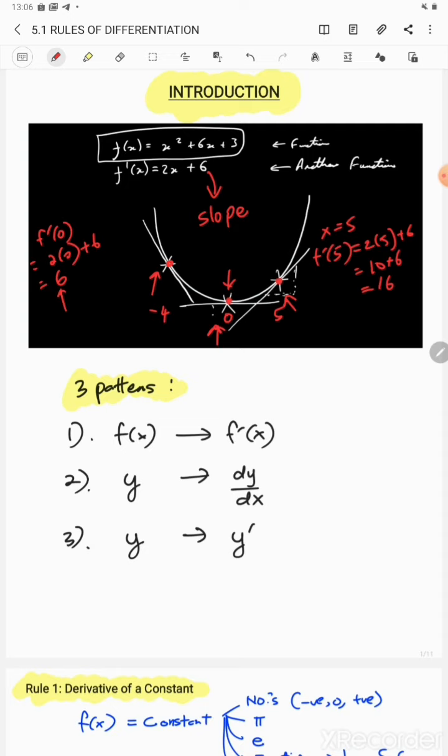So I hope you understand, because this is the basic knowledge for the slope. For the differentiation, we apply it to find the slope at each point in the graph. I hope you understand.